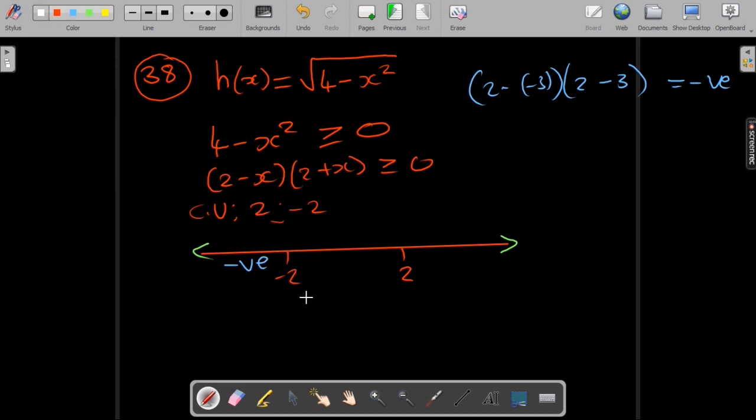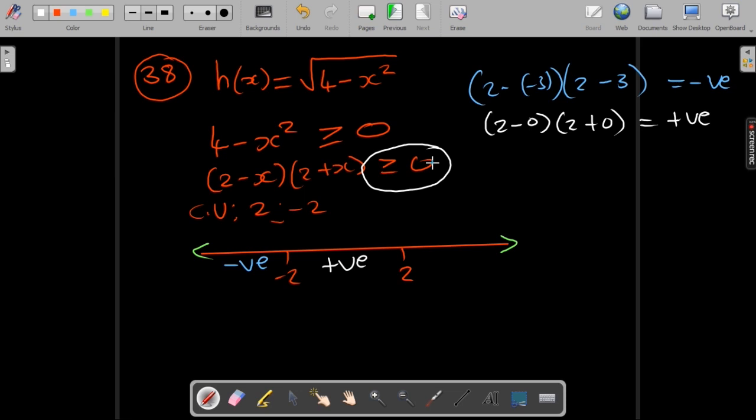If we check a number which is between minus 2 and 2, let's take 0. It's a simple one to work with. So 2 minus 0, 2 plus 0. This is a positive, and that is also a positive. If you multiply them, you have a positive result. So any number which you pick between minus 2 and 2 will give you a positive answer, which is in line with this.